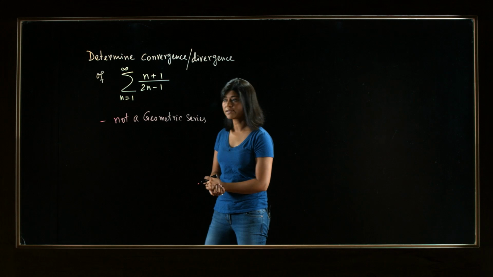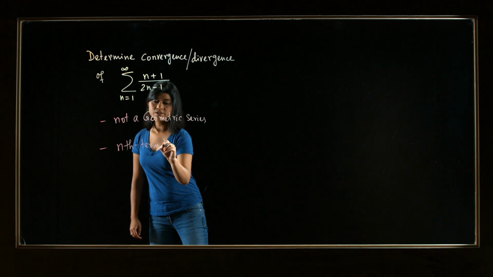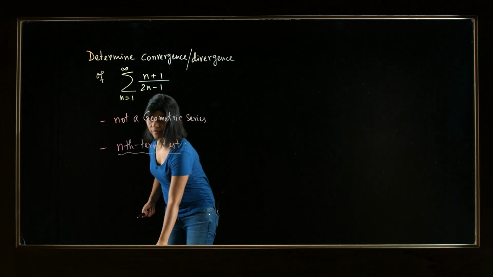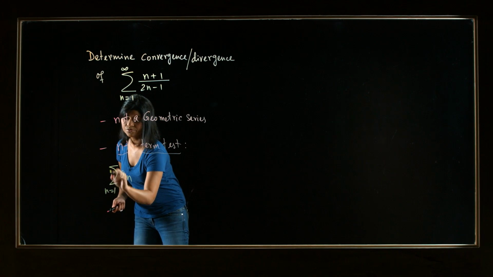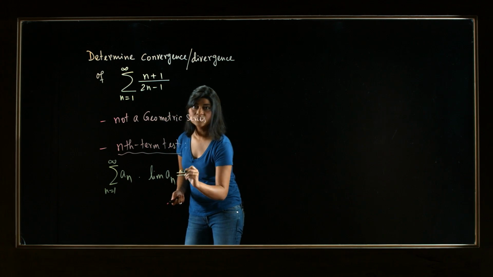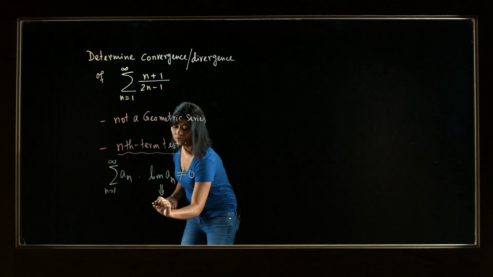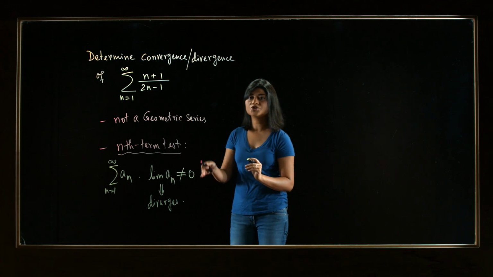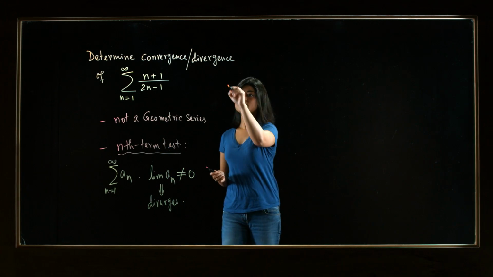So what do we have left? The nth term test. Why don't we apply the nth term test to this series and see if we get any result? Remember the nth term test: if you have a series a_n, n equals 1 to infinity, you take the limit of a_n and see what happens. If the limit is not 0, only then you know that the series diverges. So this is a test for divergence only. Let's apply that test to this particular series.